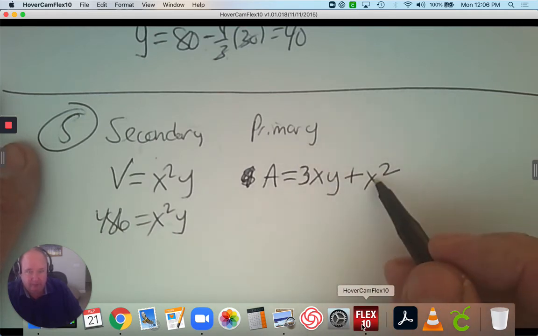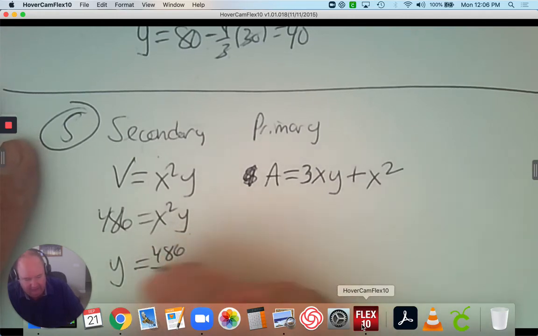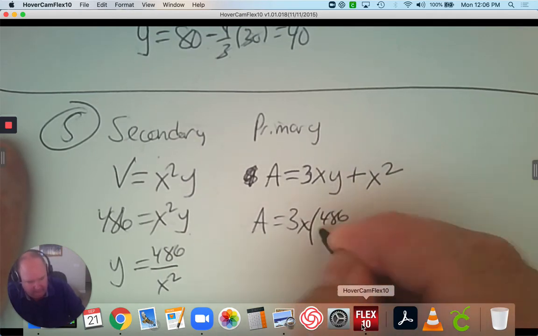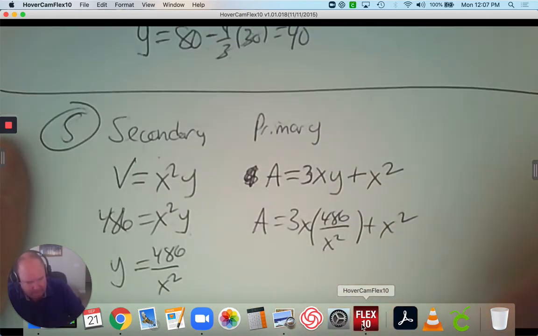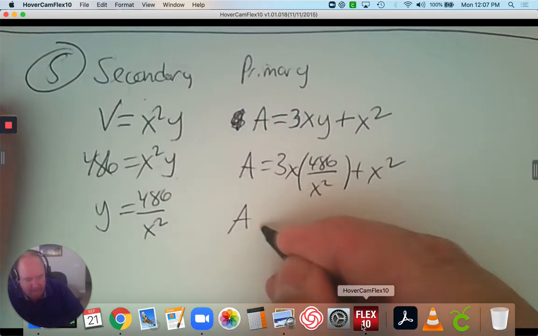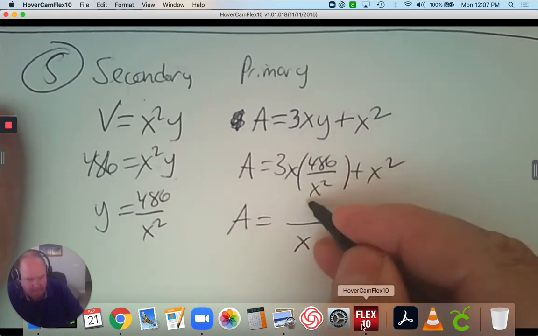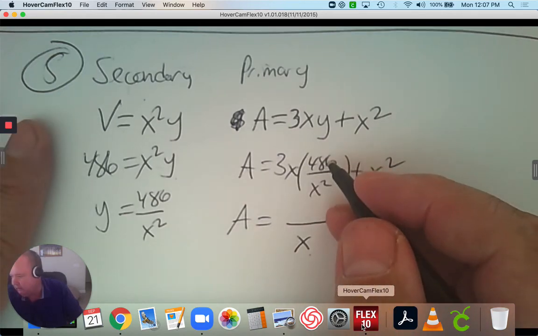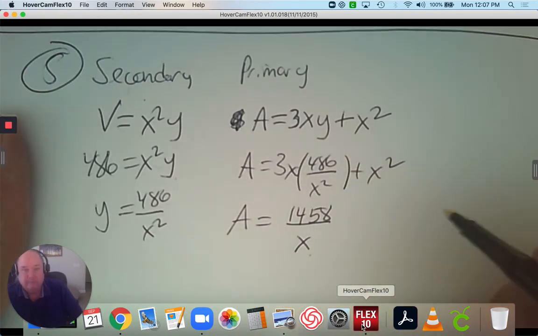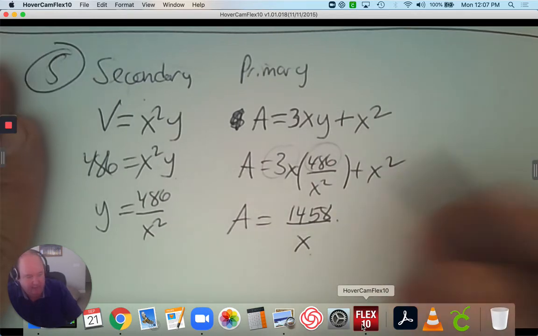Now we have too many variables. So if I get y by itself, what does y equal? It's 486 divided by x squared. So I'm going to put that in here. Now I have one variable. I'm going to simplify it before I do the derivative. So x goes into x squared, making it just an x, and then 3 times 486 is 1,458. And then we have x squared still.